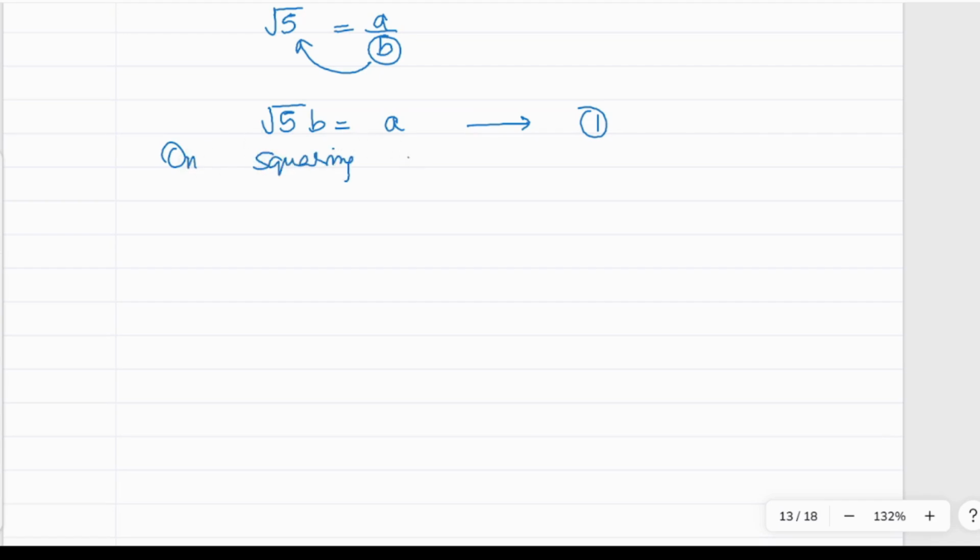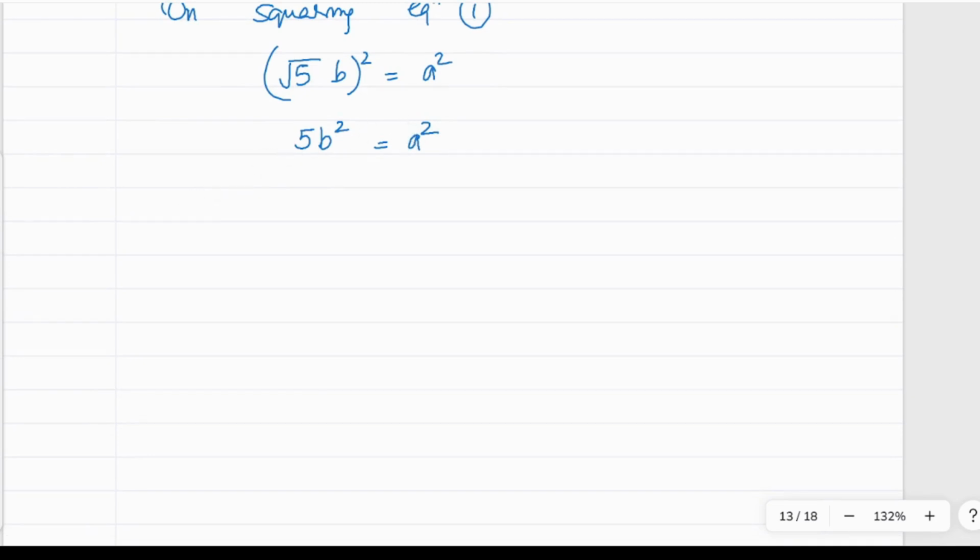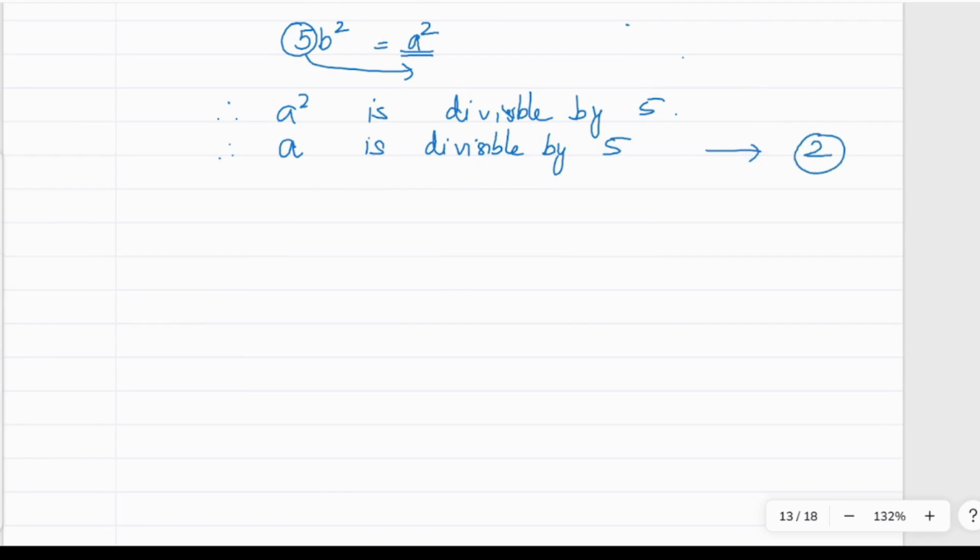On squaring equation 1, what will happen? Root 5 b the whole square equal to a square. So what is root 5 into root 5? It is 5. b into b is b square. 5 b square is equal to a square. From here I can write that a square is divisible by 5. Therefore, a square is divisible by 5. If a square is divisible by 5, it means a is also divisible by 5, right? In this way also I can write. This one I'm just giving as equation number 2.